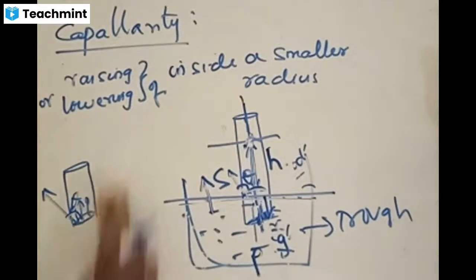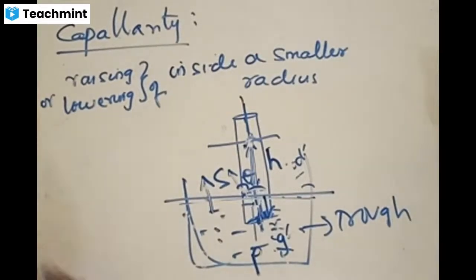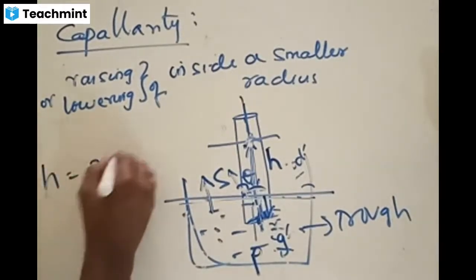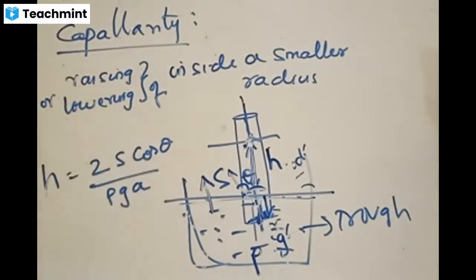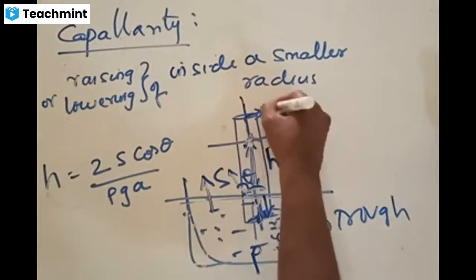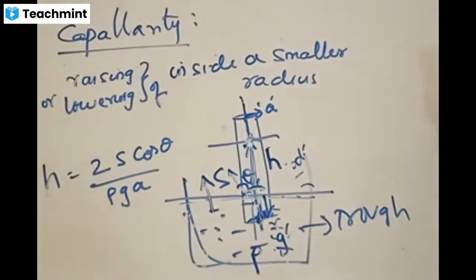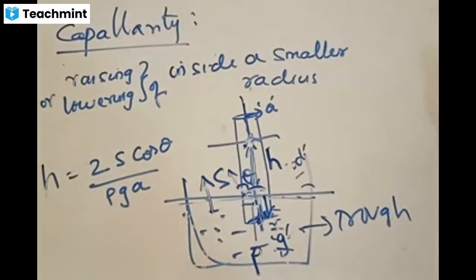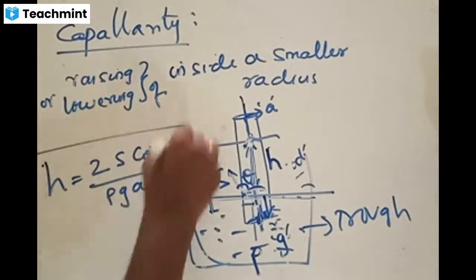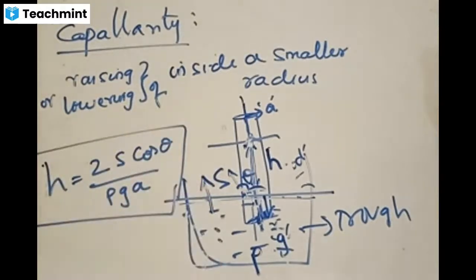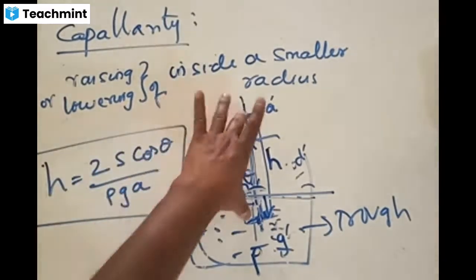Depending on all these factors, the height is given by the formula. You should know this formula. h is equal to 2s cos theta by rho g a, where a is the radius of this tube. You should remember this formula. I'm just trying to tell you the things present in this formula. You should remember this. h is the height of rise in the capillary tube.